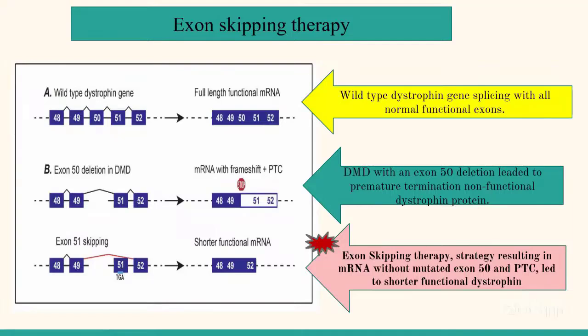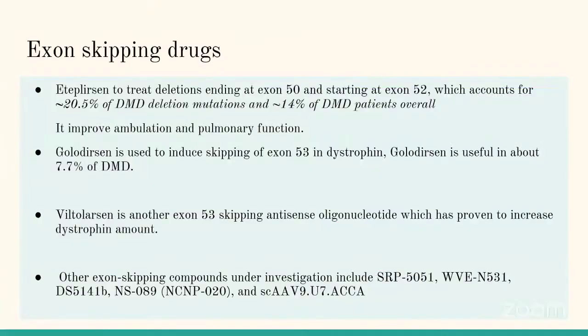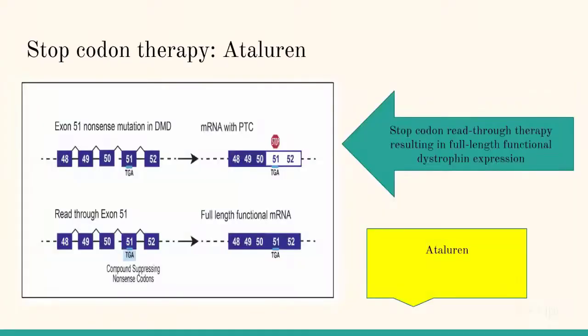theoretically improvement is possible. So based on this, many drug molecules have been developed, and they are being tried and tested. They are effective also, but not like magic bullets. It is not like if you give them, they will be 100%, because this is partial protein expression only. For different exons, there are different drugs: eteplirsen for exon 50, golodirsen for exon 53, and many new molecules are also being investigated.